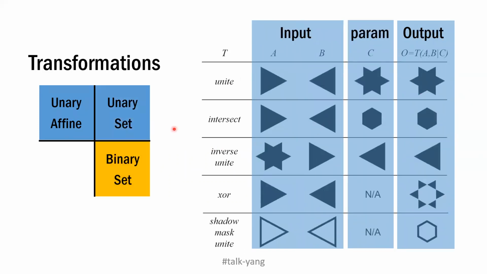And a binary set transformation takes two input images, and given a single parameter image, it outputs the transformed image in the last column. The parameter image here is mainly used to align the input images. For example, the first one, the unite transformation: we want to unite A and B, but there are many different ways to align A and B. So the parameter image C here just gives us that instruction to help us align A and B to get the desirable answer in the last column.